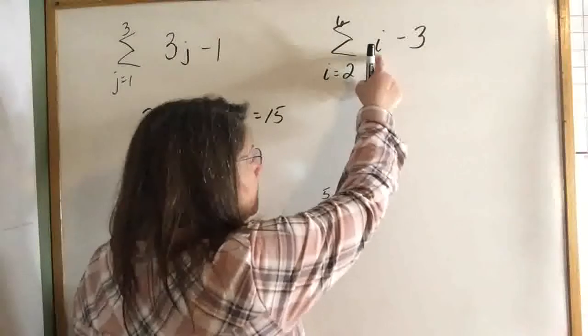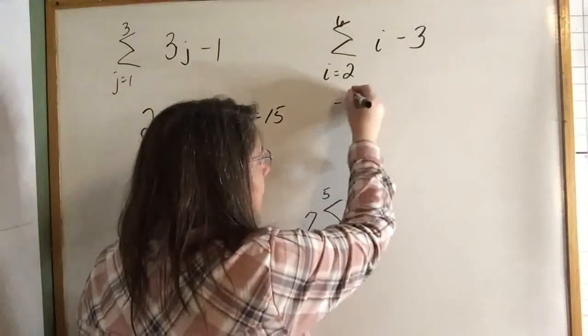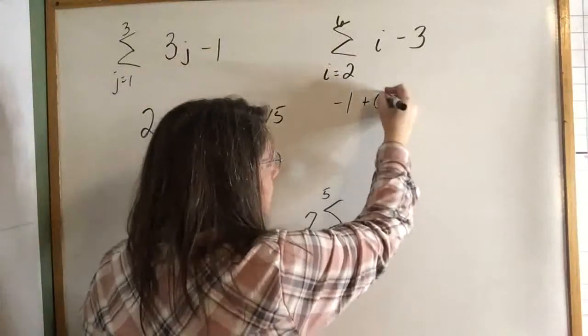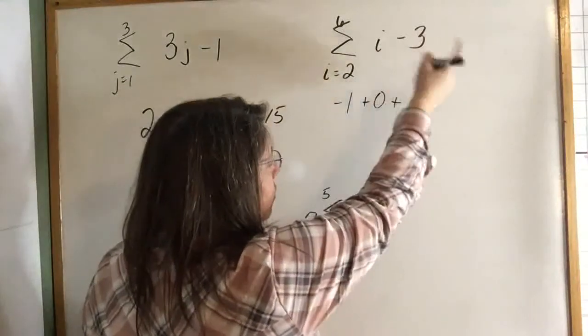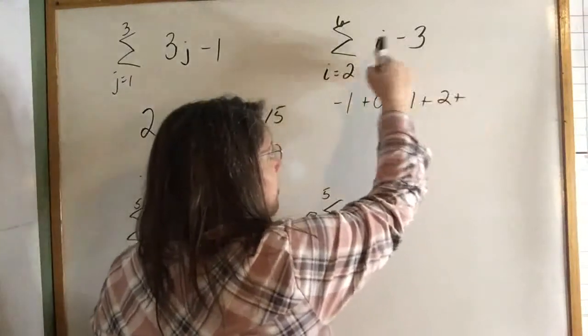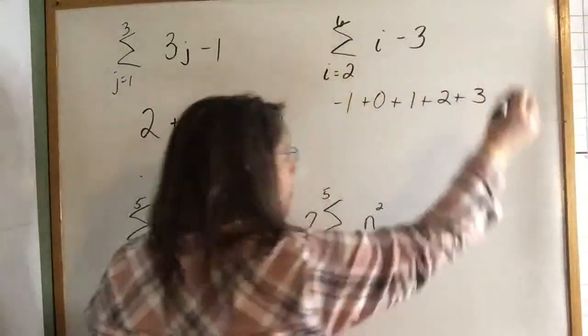So if I plug in 2, 2 minus 3 is negative 1. If I plug in 3, 3 minus 3 is 0. If I plug in 4, 4 minus 3 is 1. If I plug in 5, 5 minus 3 is 2. If I plug in 6, 6 minus 3 is 3.